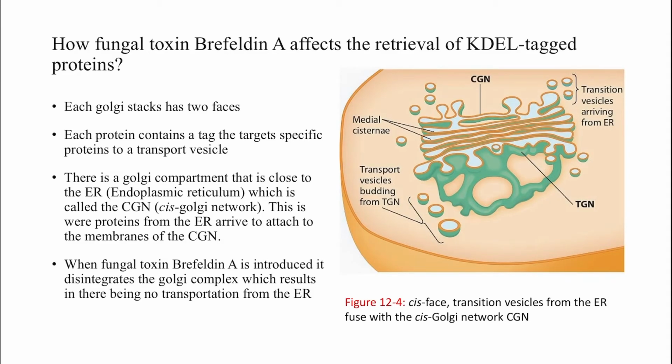So when the fungal toxin Brefeldin A is introduced, it disintegrates the Golgi complex, which results in there being no transportation from the ER. So nothing is being transferred from the ER to the Golgi complex because Brefeldin A disintegrated the Golgi. And this figure is just showing a cis face of a cis-Golgi network.